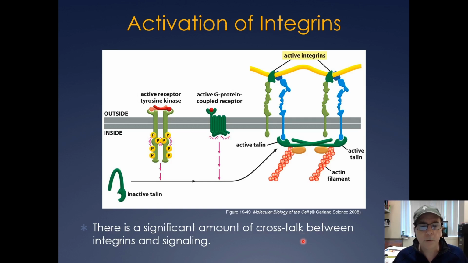And so here's the inside-out activation. You can have it occur through a receptor tyrosine kinase or a G protein coupled receptor. They'll eventually signal to talin, which becomes activated and serves as a scaffold between the active integrins and the actin filament.